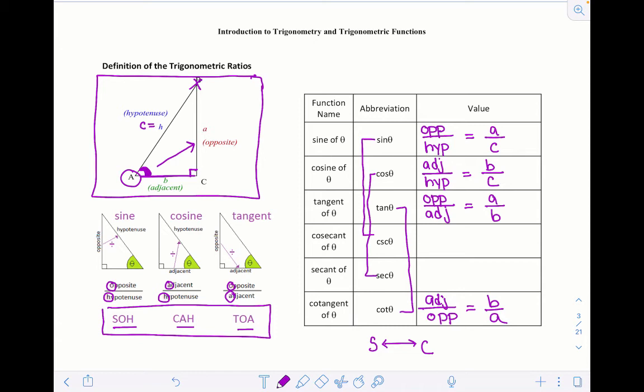So that means if cosecant is the reciprocal of sine, the definition is hypotenuse over opposite. And since secant is the reciprocal of cosine, I'm going to flip cosine's definition around. So that's going to be hypotenuse over adjacent, which is C over B. And those are our trig definitions, and these are going to be getting used throughout the class of trigonometry.